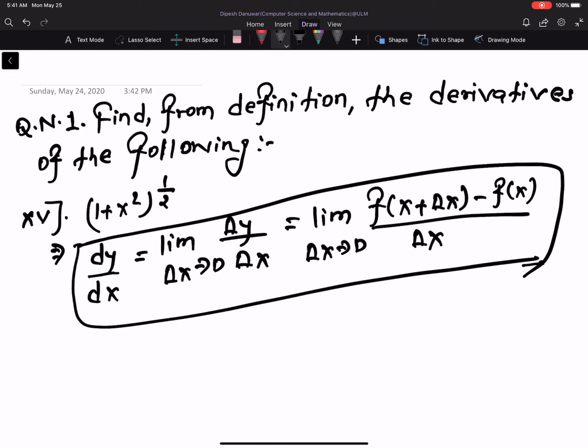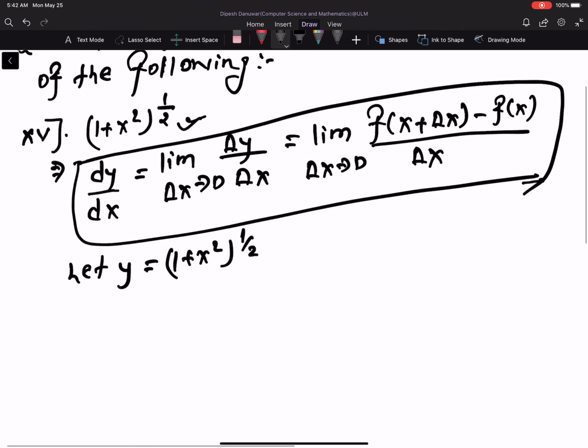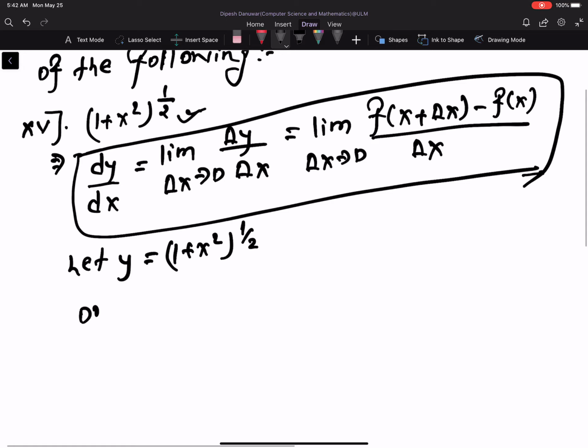So we will be applying this definition to find the derivative of (1 + x squared) to the power 1/2. Now let's consider y = (1 + x squared) to the power 1/2, or y is equal to the square root of 1 plus x squared, right?